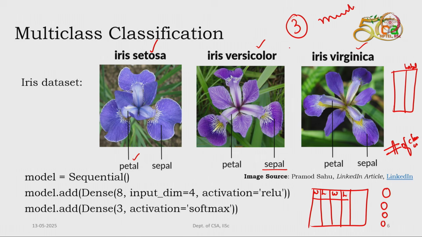Since it is a 3 class problem, the number of neurons that we are going to place at the output layer is 3. So, at the input layer we are going to place 4, and at the output layer we are going to place 3. Why 3? Because it is multi-class and the number of classes here is 3. There are no restrictions on the number of hidden layers and the number of neurons that we place at a hidden layer.